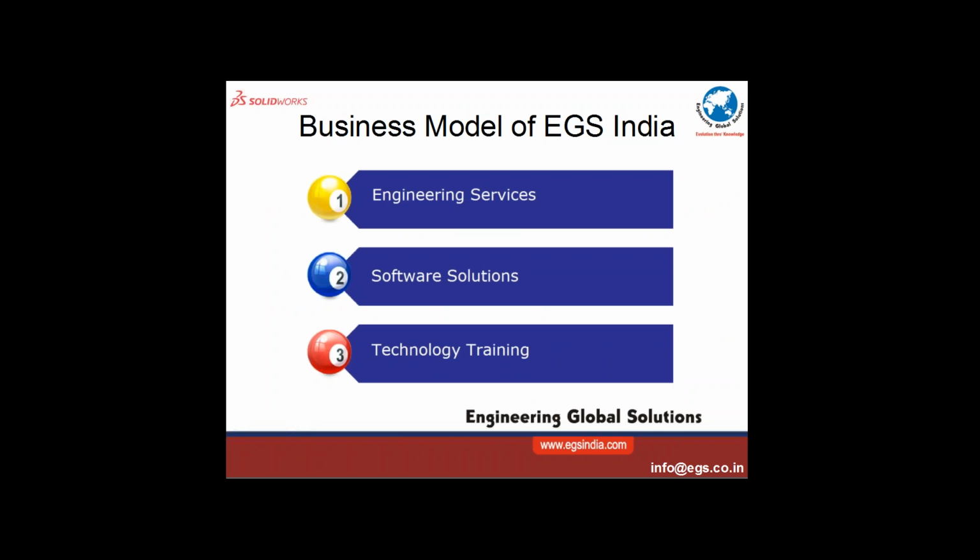And under technology training, we provide training through a brand name called Academics on topics such as geometric dimensioning and tolerancing, tolerance stack-up analysis, finite element analysis, failure modes and effects analysis, and many other technology-driven trainings as required by the industry.